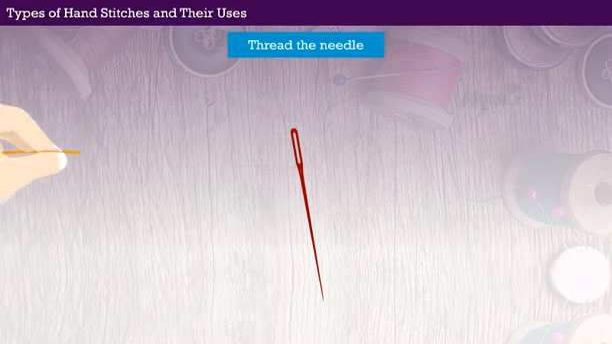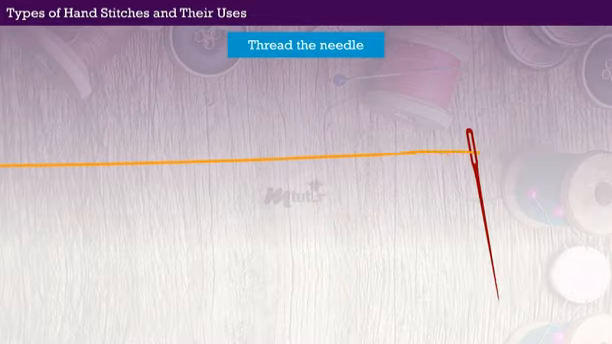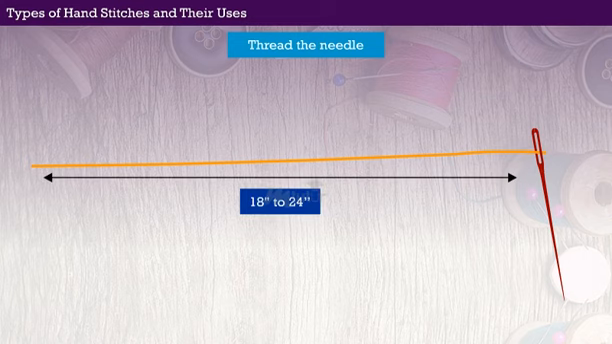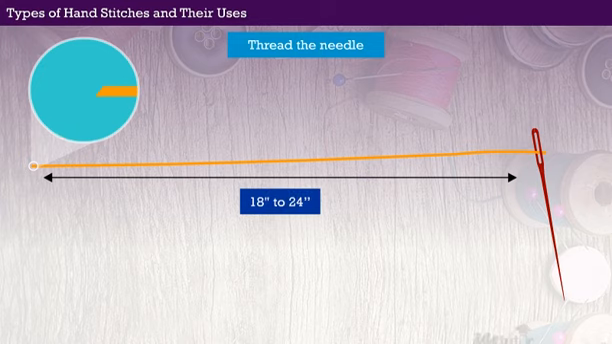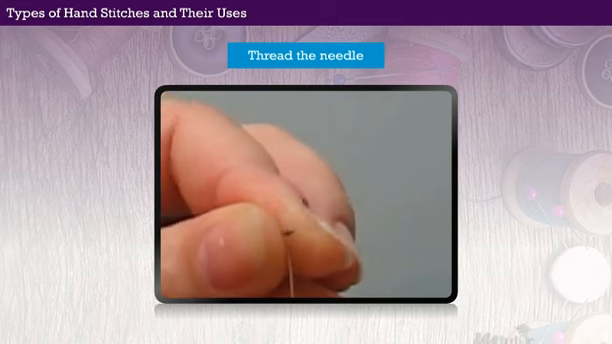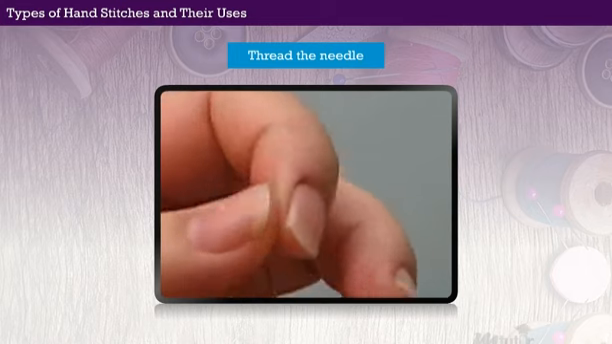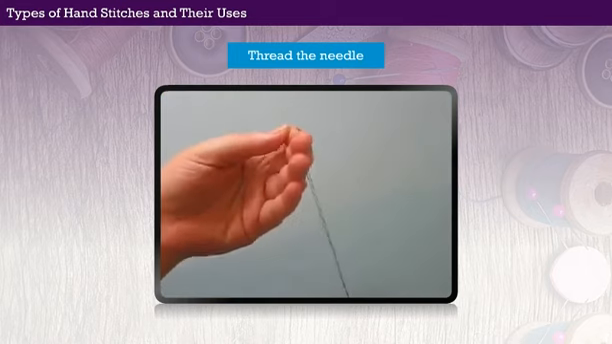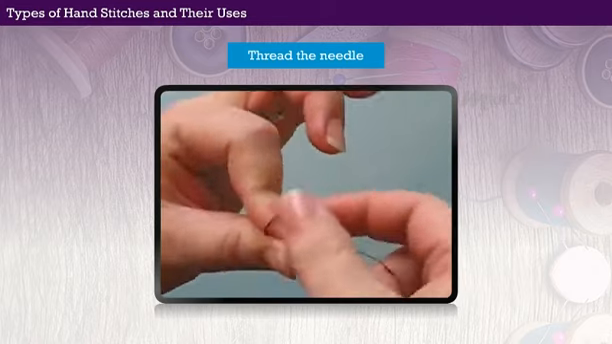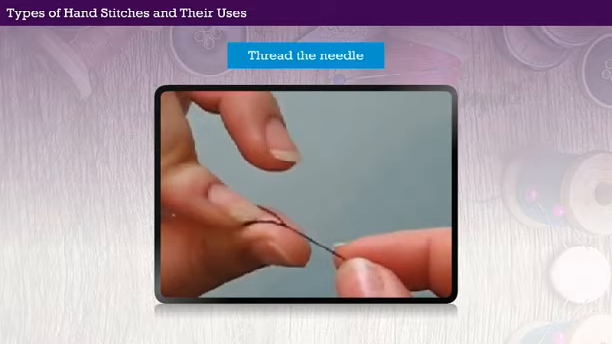First, let's see how to thread the needle. For any kind of stitching, cut a length of thread 18 to 24 inches long. The cut should be at an angle so it will be easier to thread and won't split apart. Now put one end through the eye of the needle. Pull the pieces together so they are even. Make a single knot by rolling the thread between your fingers as shown on the screen.